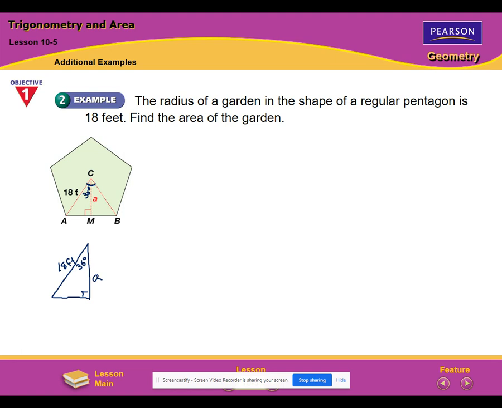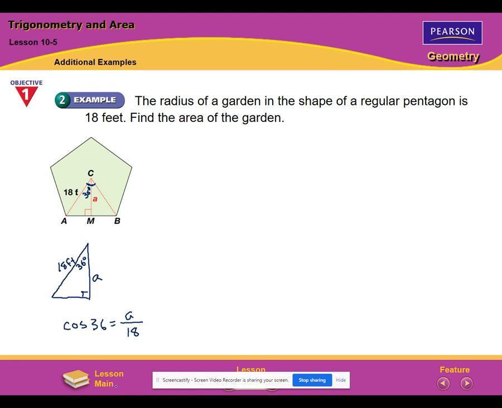From 36, A is adjacent and 18 is the hypotenuse. That's the CAH part of SOHCAHTOA. This is going to be cosine. To find the apothem, lowercase a, we're going to have to use cosine. Cosine of 36 is equal to A over 18.